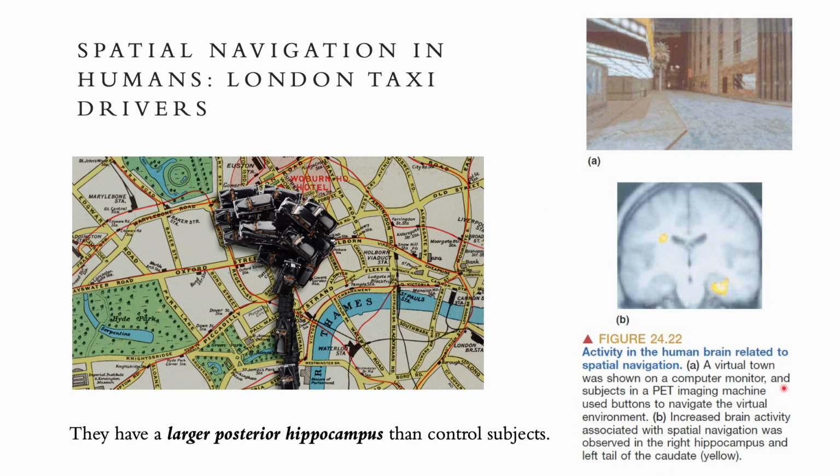Also, in PET imaging studies, as shown here in your textbook, this was looking at the activity in the brain related to spatial navigation. And participants were given this virtual town to look at. It was shown on a computer monitor. And subjects in a PET imaging machine used buttons to navigate this virtual environment. And they found that when they were trying to learn this new virtual town, they had increased brain activity associated with spatial navigation. And this was occurring right in the hippocampus and left of the caudate nucleus, specifically as shown here in yellow.